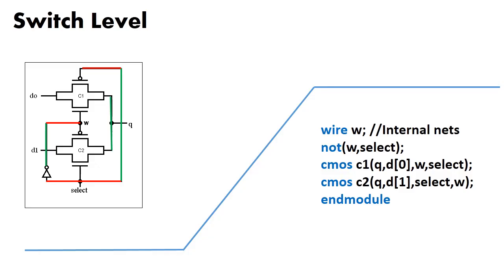Finally, switch level modeling. This kind of modeling can be implemented in terms of transistors, switches, storage nodes, and the interconnections between them. Since the 4-in-1 multiplexer using switch level modeling is a little bit complex, we have tried the 2-in-1 multiplexer. It is almost like gate level modeling.